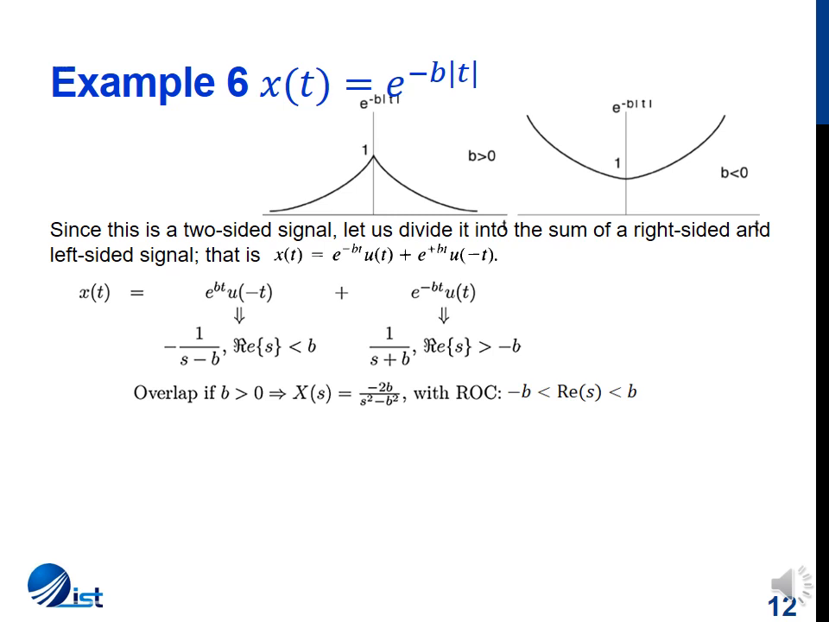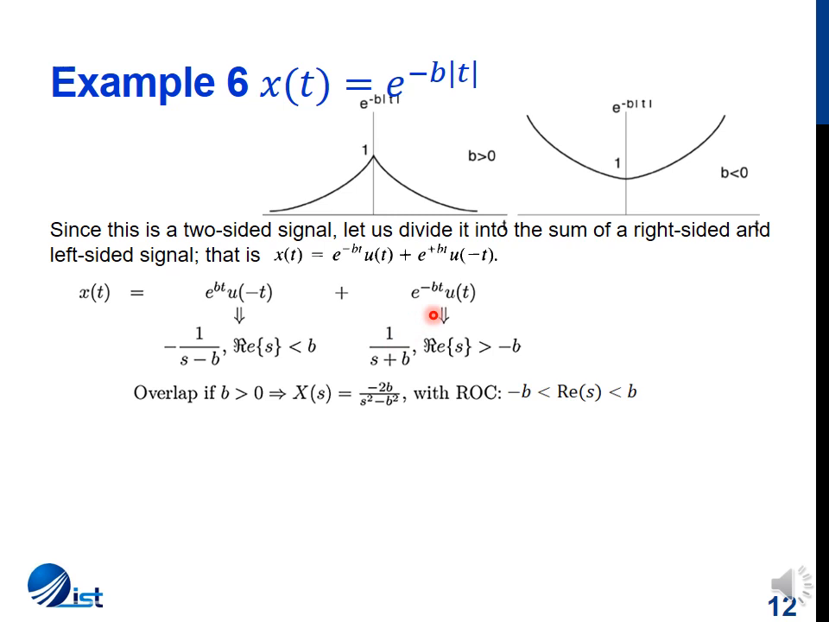So when we determine the Laplace transform of each part individually, for e raised to power bt u of minus t, using what we have derived in the previous examples, we can say that the Laplace transform is 1 by s minus b, and since it's a left-hand sided signal, the region of convergence is less than the pole, Re(s) is less than b.